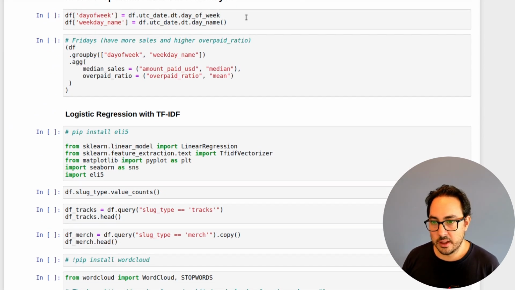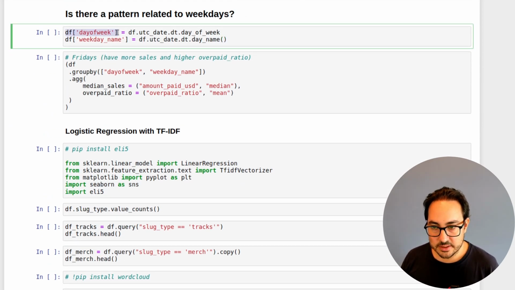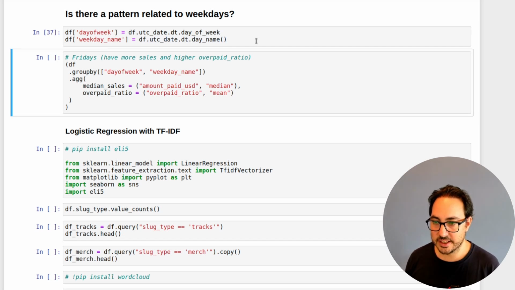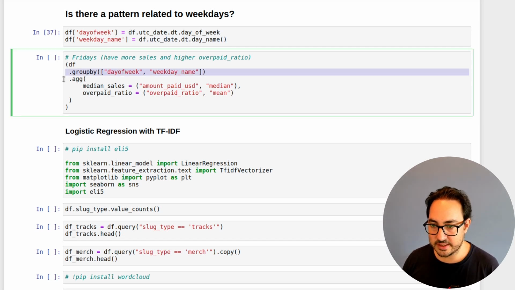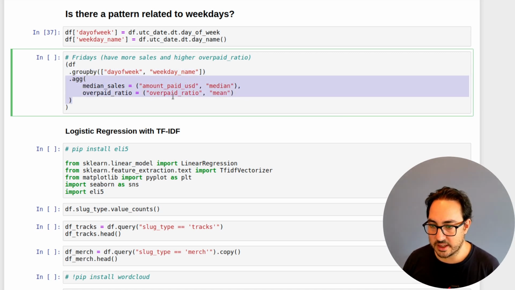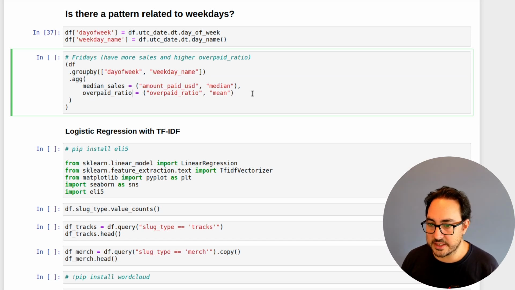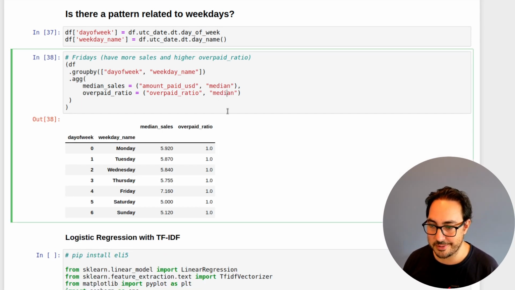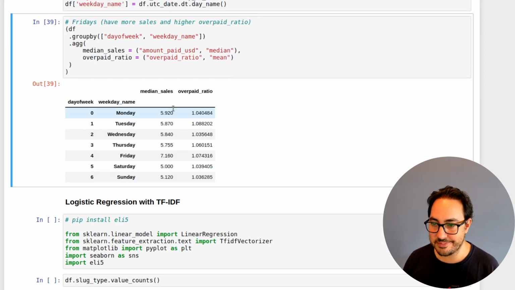So what I'm doing here is computing the day of the week and adding the weekday name. There's a function for both of these in Pandas. And here I'm grouping by both of those variables and computing the median sales and the overpaid ratio. The advantage here, again, is that we can pass in 2 different variables and actually 2 different functions. Maybe the median is not very interesting. So what do we get here?